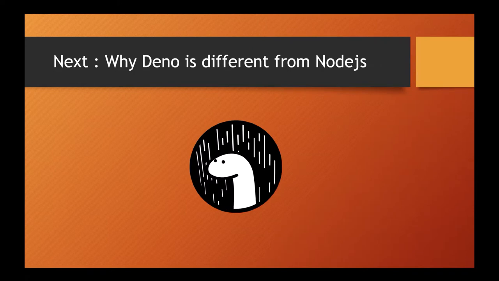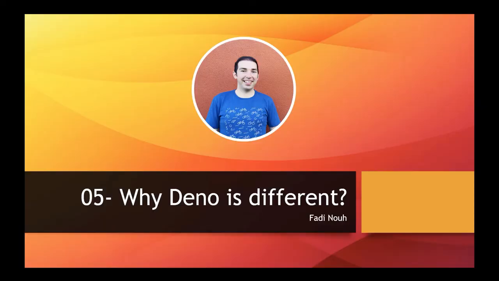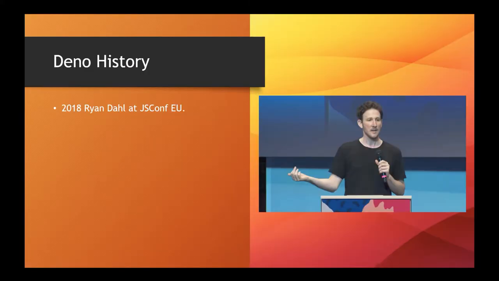Next, we will see why Deno is different from Node.js. Here we come to the main question: why and where is Deno different from Node.js? Deno was announced almost 2 years ago by the Node.js original creator Ryan Dahl at JSConf Europe. Every project manager must make decisions. Ryan regretted some early decisions in Node. Today JavaScript is a totally different language than it was back in 2009 when Node started. Think about the modern ES6, 2016, 2017 features and so on.